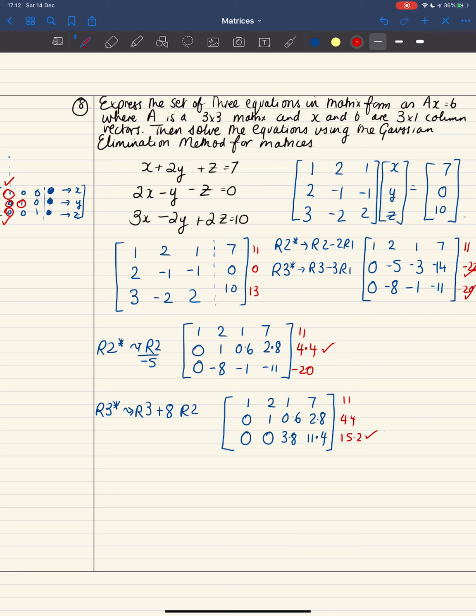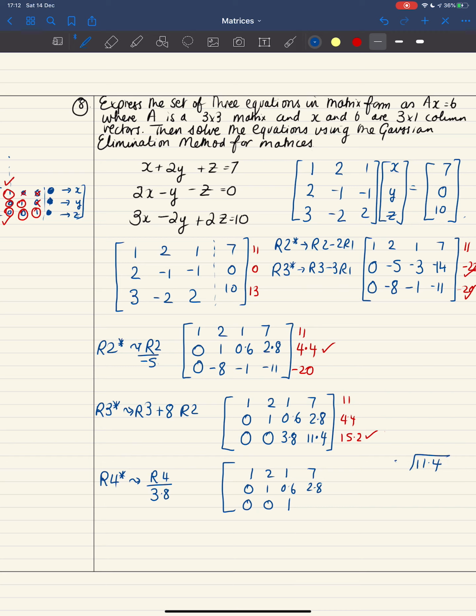Okay, and then the last thing that we're going to do here, so I've got a note there, is now I said before we wanted a note there and there. We actually don't need to go that far. We can work it out once we've got ones on the leading diagonal. I'll show you how in a minute. So now I'm going to do the new row 4. It's going to become the current row 4 divided by 3.8. 1, 2, 1, 7, 0, 1, 0.6, 2.8, 0, 0, 1.